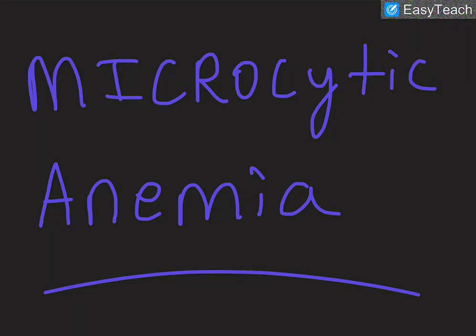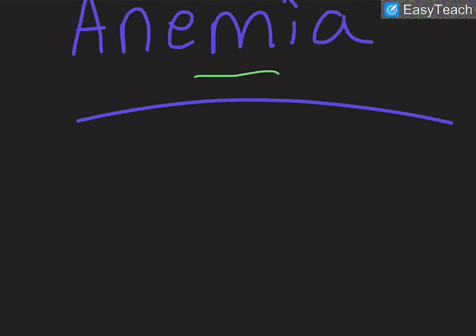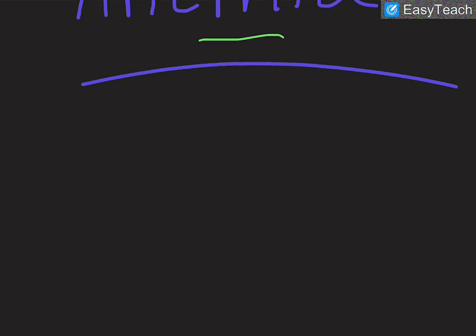In this video, we'll be talking about iron deficiency anemia, which is a type of microcytic anemia. When talking about anemia, we usually classify it into three main types: microcytic, normocytic, and macrocytic. Microcytic is when the size of your red blood cells is too small. So what does that mean? How do we measure that?